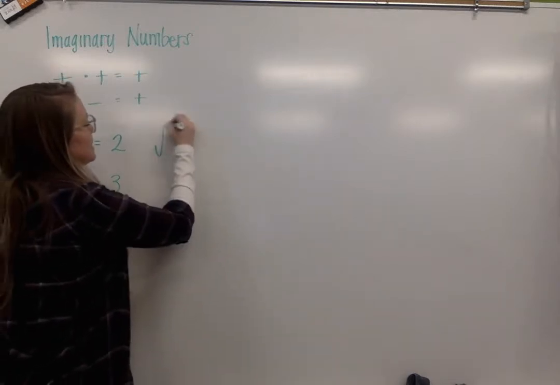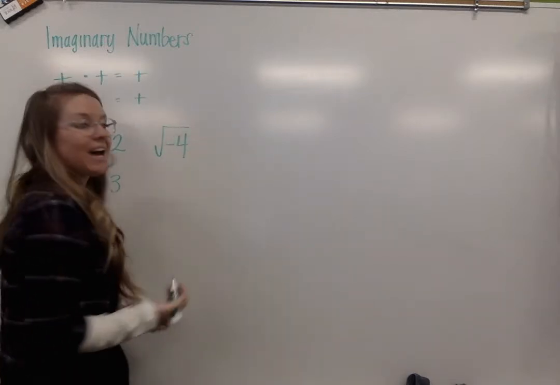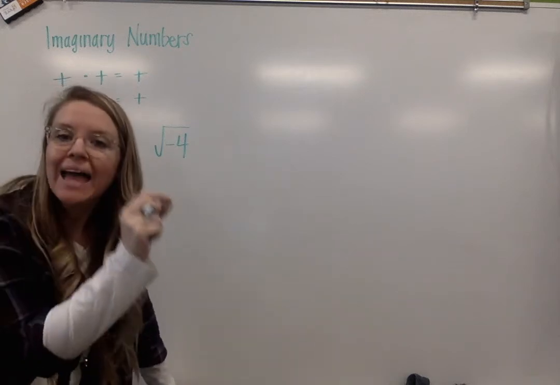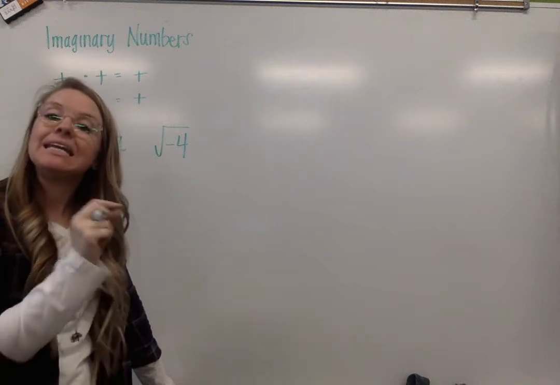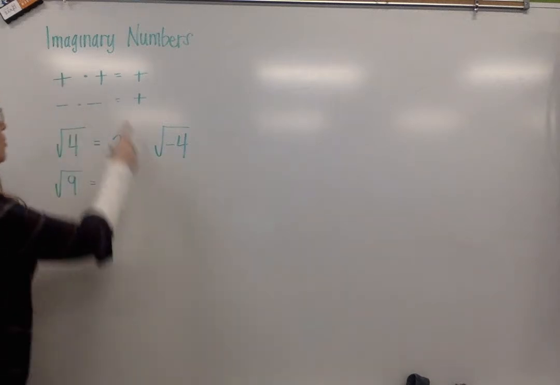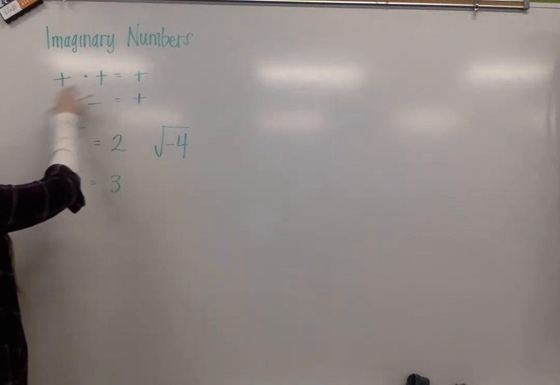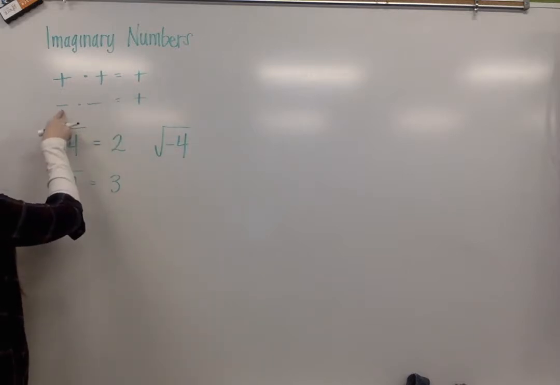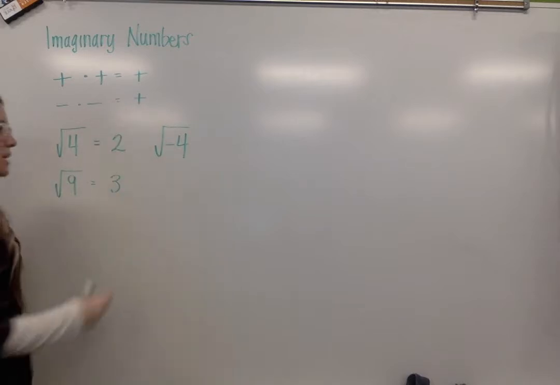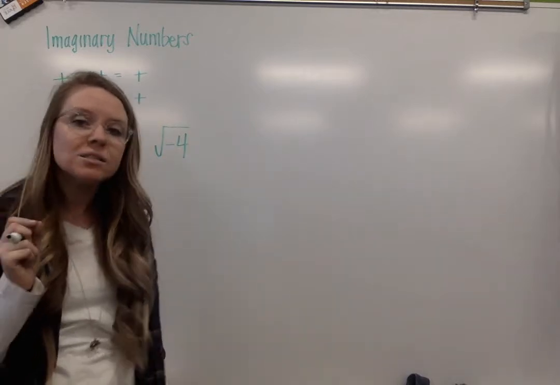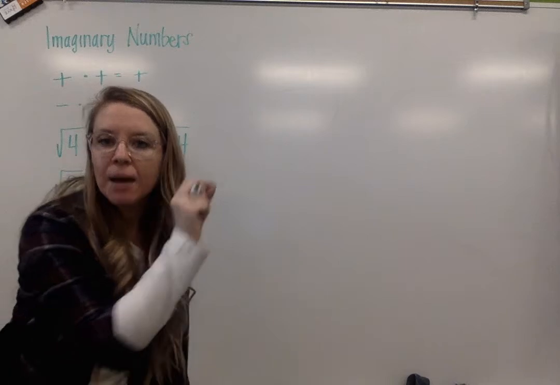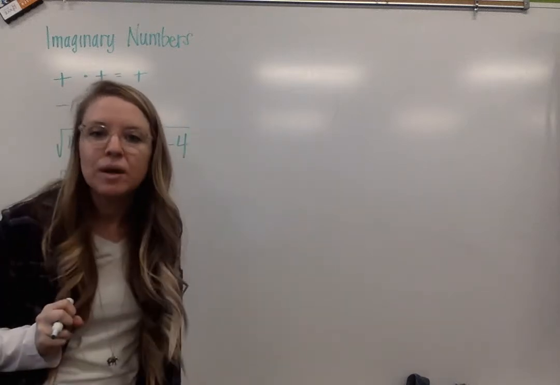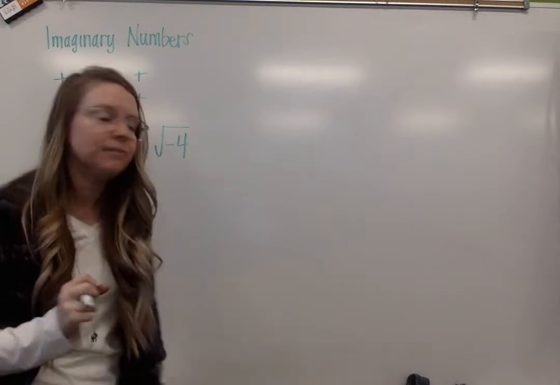So what happens if I say what is the square root of negative 4? What times itself is going to be a negative? Well, if it's a positive number, multiplying it by itself is going to give you a positive. If it's a negative number, multiplying it by itself is going to give you a positive. There's no possible way to multiply a number by itself and get a negative. And that's where imaginary numbers come into play.